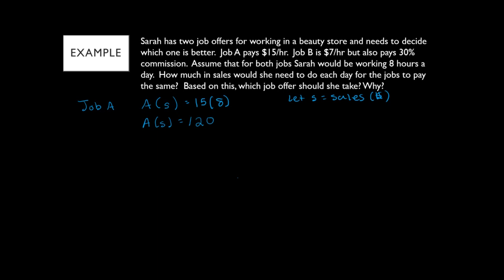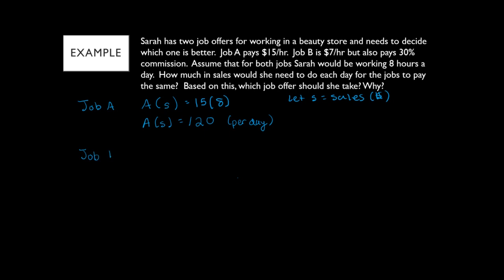So for job A, it doesn't matter how many sales there are, you're not getting a part of your income. You're getting paid $120 per day. This is per day because I multiplied the hourly by the number of hours we're going to be working in a day, which is 8. So you're making $120 per day flat. It's constant. It doesn't change. So there's no variables in there. It's just going to be a horizontal line here for job A because it doesn't depend on your sales.